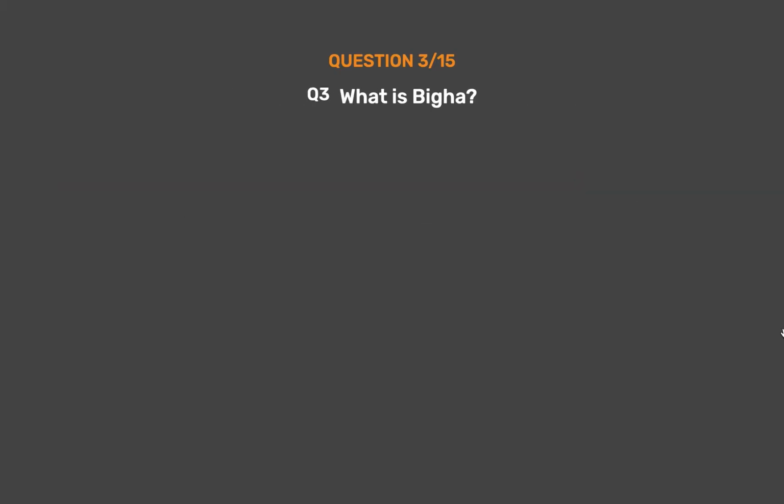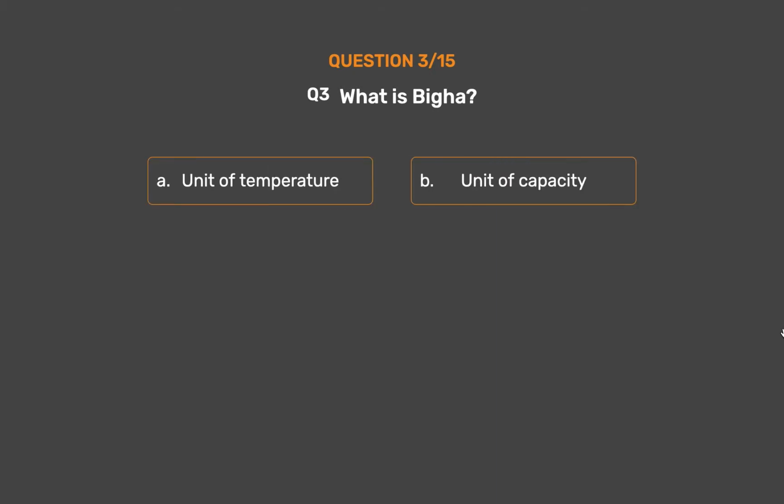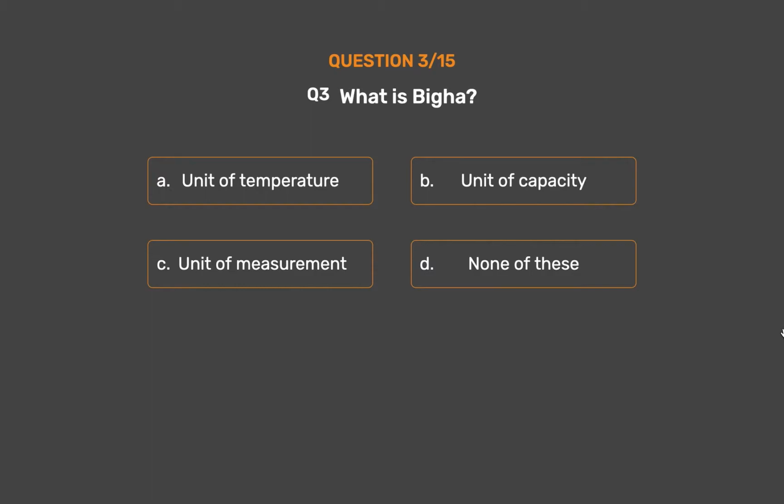Question number 3. What is bigha? Option A. Unit of temperature. Option B. Unit of capacity. Option C. Unit of measurement. Option D. None of these.